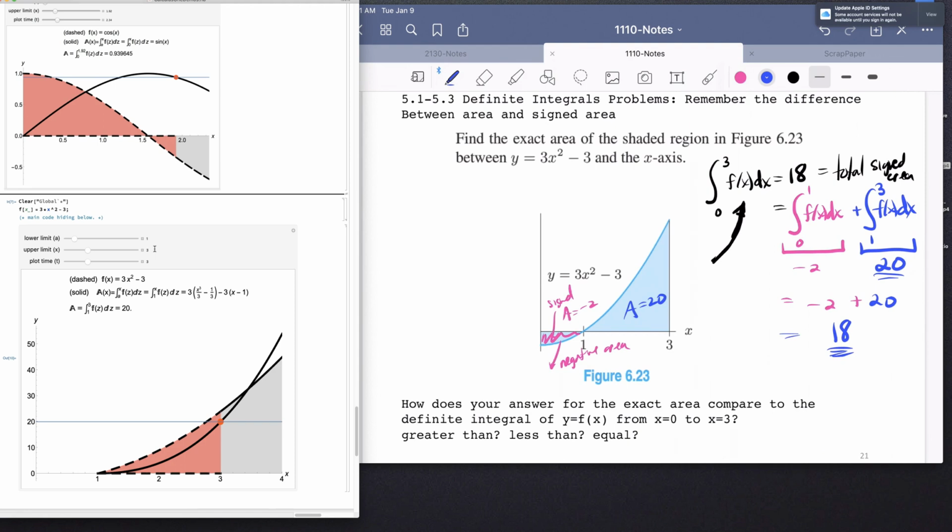So again, here we're using the main property of the integral. And it's important to have this property because it helps us deal with the positive and negative area problem.